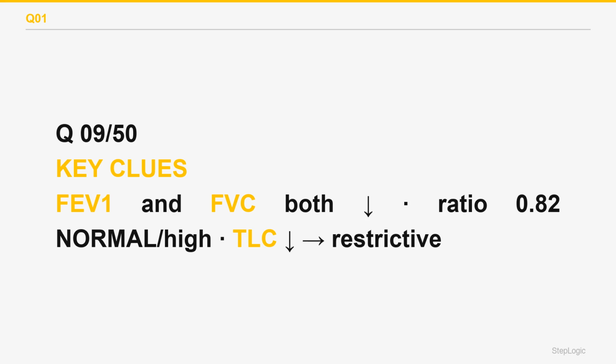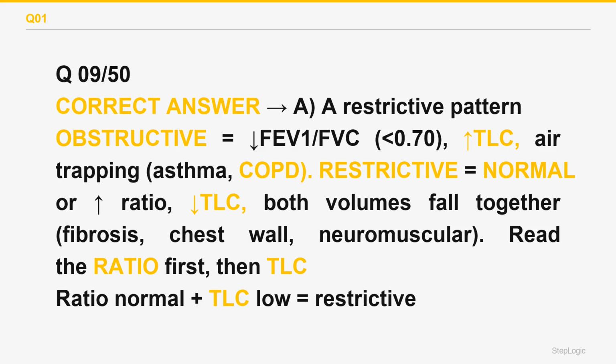In restriction, the lung cannot fill in the first place. FEV1 and FVC fall together, so the ratio is preserved or even elevated and total lung capacity falls. Here both volumes are down by a similar proportion. The ratio is a healthy 0.82 and total lung capacity is reduced, a textbook restrictive study. A reduced FEV1 alone, therefore, never establishes obstruction. Choices B and E wrong. The correct answer is A.